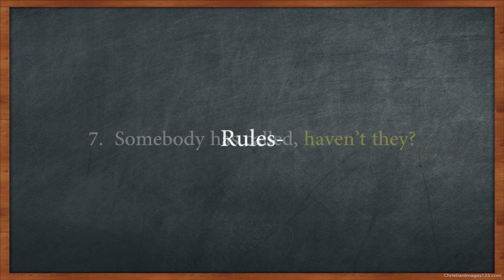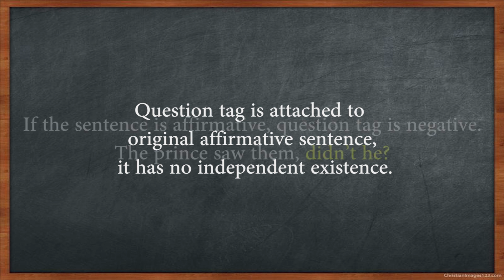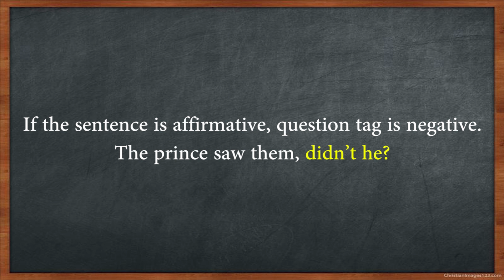We will see these rules and I would like to explain it to you so that you will be in a position to understand it clearly. Now let us understand the rules. See the rules. First one. Question tag is attached to the original affirmative sentence. It has no independent existence. Second is, if the sentence is affirmative, question tag is negative.